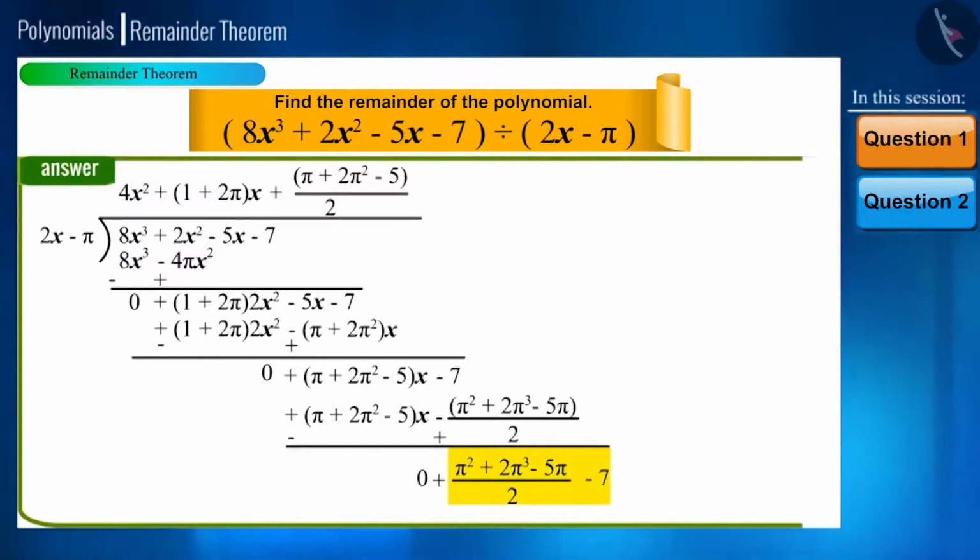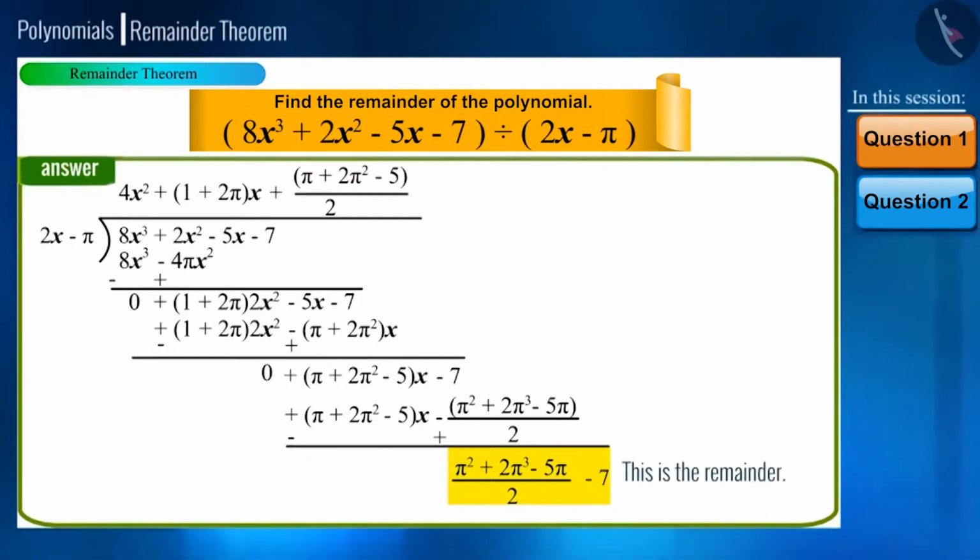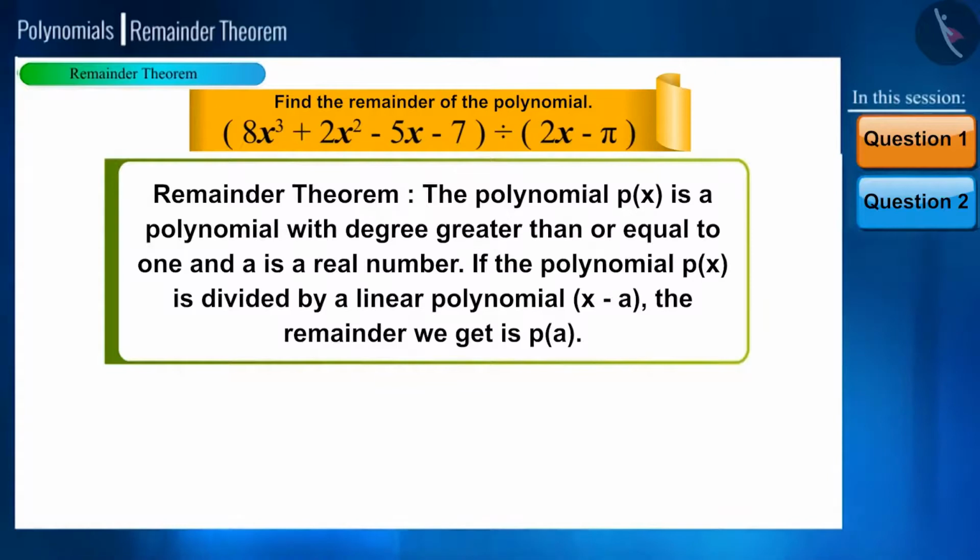Friends, if we carefully observe the remainder, there is no term with variable x. This means we have got a constant polynomial and hence the division is now complete. So we can say that pi square plus 2pi cube minus 5pi divided by 2 minus 7 is the remainder. This is the solution to this question using long division method. Now let's see the solution using remainder theorem.